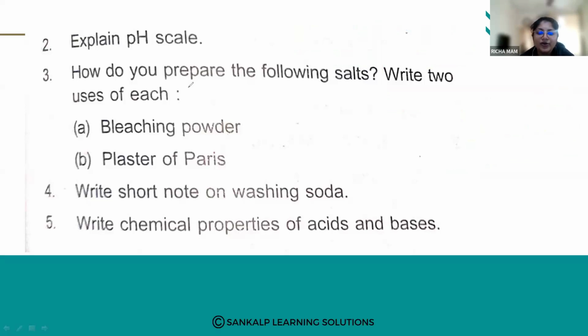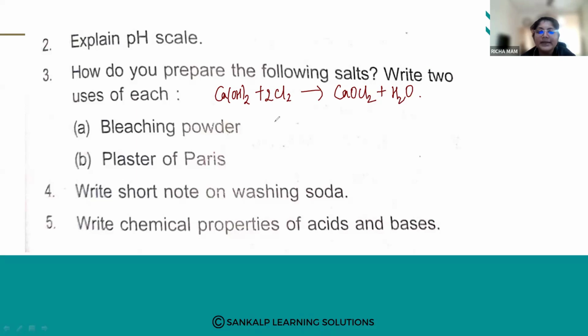How do you prepare the following salt? Okay, bleaching powder. So how is bleaching powder produced? We have seen this. When you pass chlorine gas over dry slaked lime, calcium hydroxide, you are going to get bleaching powder plus water.